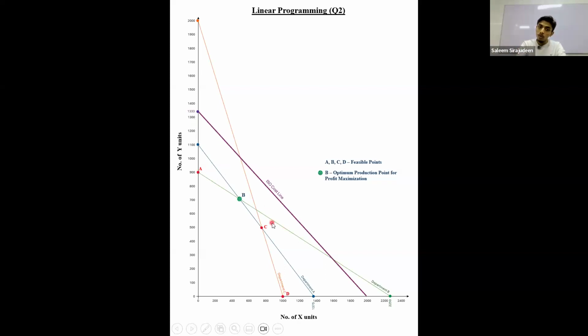Now what do you have to do? You have to move it towards the left side. When you move it towards the left side, the first point it touches would be B. The second point would be C. The third point would be A. The last point would be D. So it would be like this. Then your optimum production point for cost minimization would be option D. Got it? Yes or no?